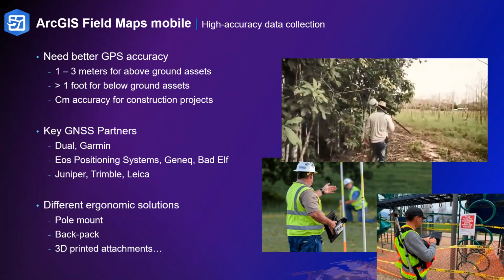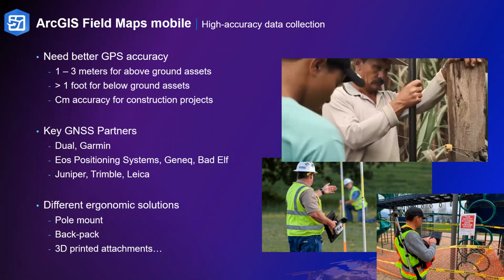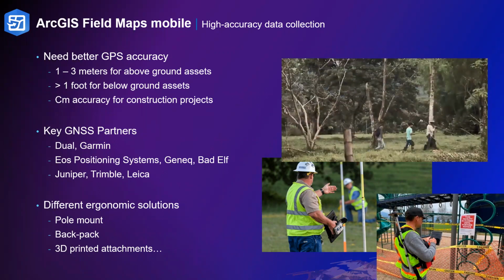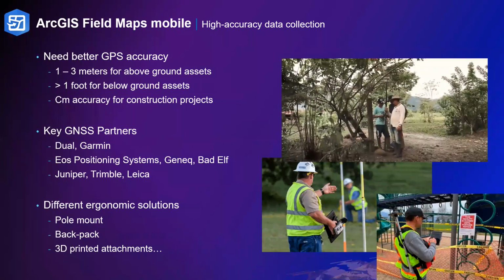The GPS chips in phones are not super sophisticated. That could change in the future. I don't really know. But you can get much better using an external GNSS receiver. A lot of them, you can get like one meter accuracy for pretty reasonable cost.